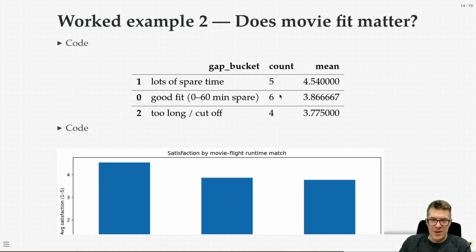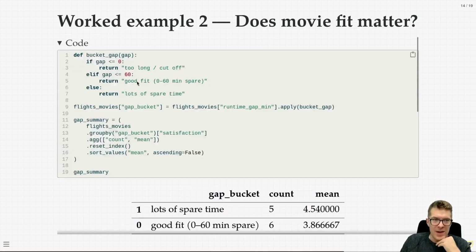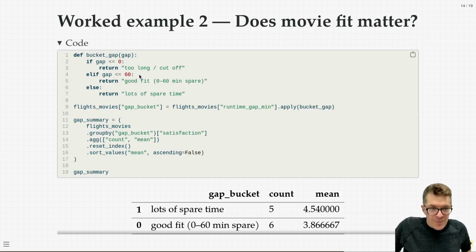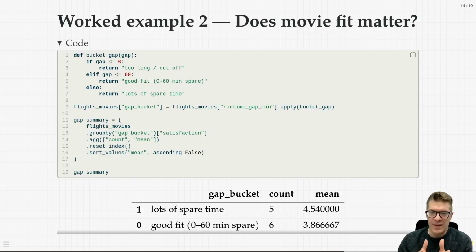Does this actually matter? Does what we just computed actually mean anything? We're going to see. We take the gap we just computed, and if it's less than 0, that means the movie is longer than the flight, which means the movie is too long and it would get cut off. Otherwise, if the gap is some positive number, the flight is at least 1 minute longer than the movie, then if the gap where there's no movie playing for the passenger is less than or equal to 60 minutes, this is a good fit.